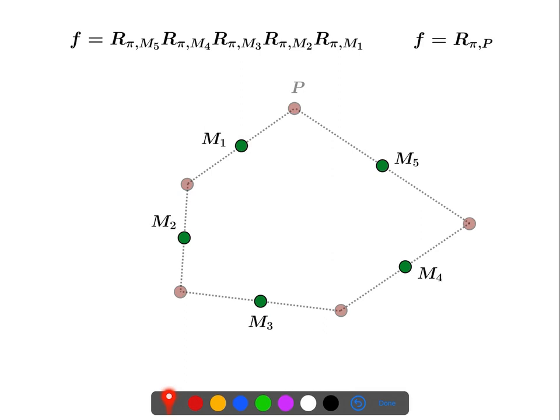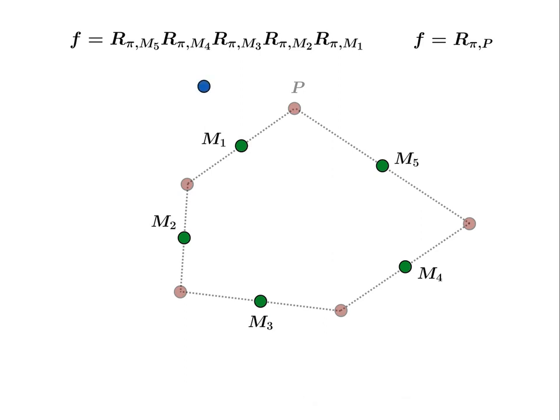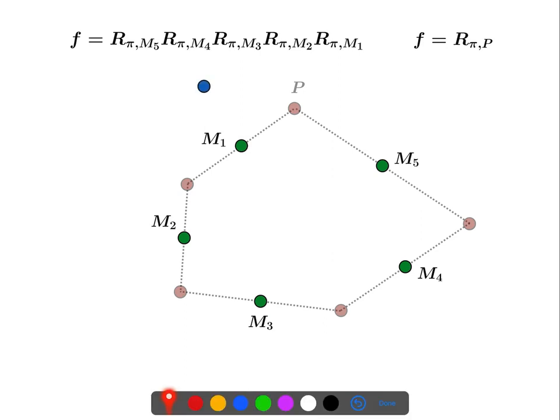So we're going to do that as follows. We're going to start with an arbitrary point. I just put that anywhere. I just put it there. So we're going to start with an arbitrary point, and we're going to go ahead and apply f to this. So we start with a rotation around m1 by pi, then a rotation around m2 by pi, and so on.